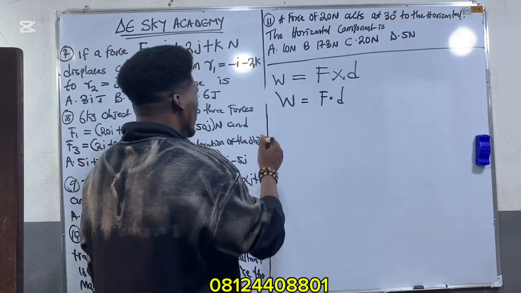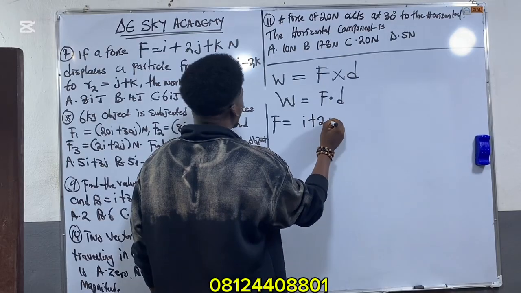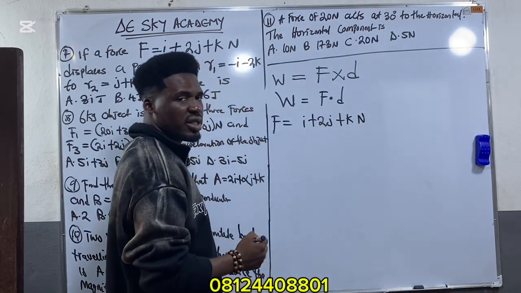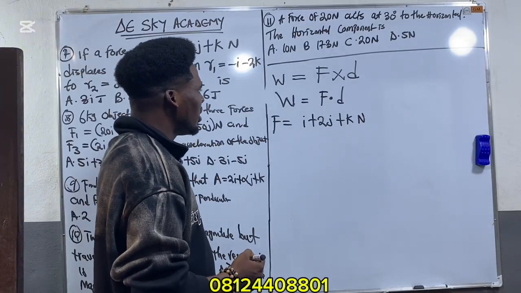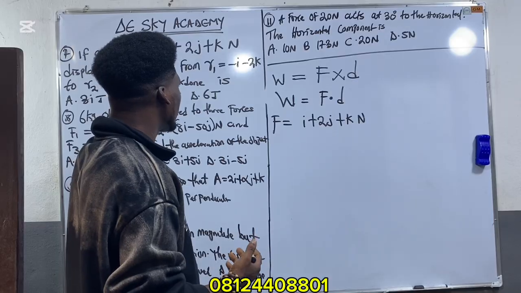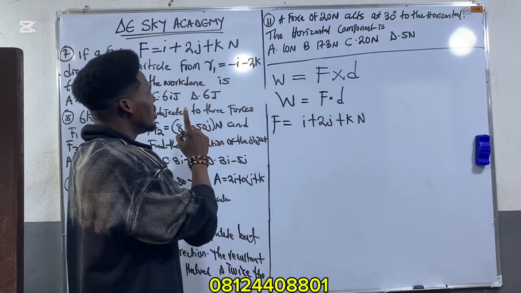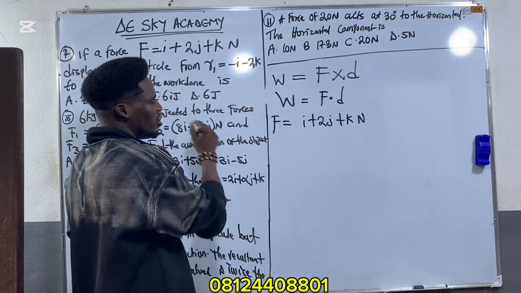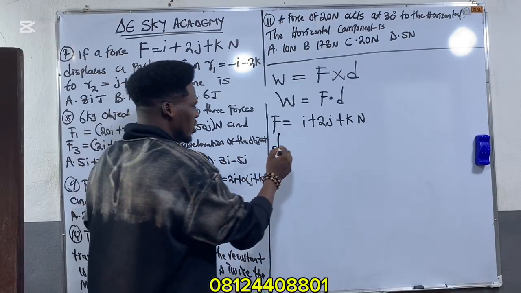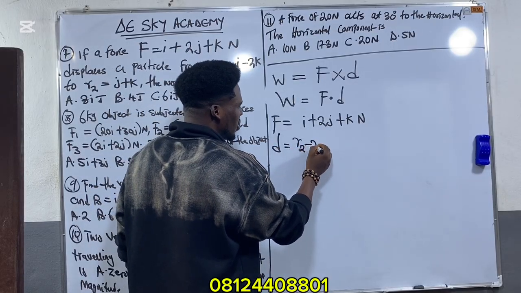Did they give us force? Yes, they gave us force. The value of force here is I plus 2J plus K, measured in Newton. That is the unit. Then did they give us distance? The distance they gave us here is from r1 to r2. So we'll find the change in displacement. Change in displacement, which is D, is equal to r2 minus r1.